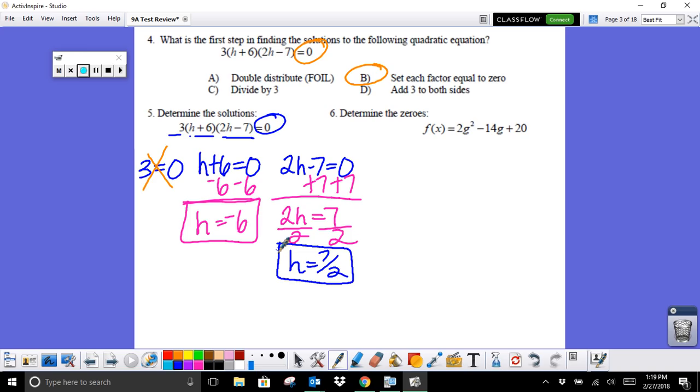Alright, so these are also, if we were to graph this, our x-intercepts. We'll see that a little bit more when we get into graphing. But yes, these are solutions, zeros, roots, x-intercepts. All mean the same thing.